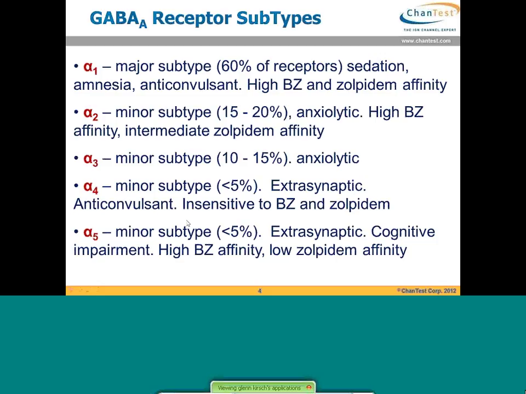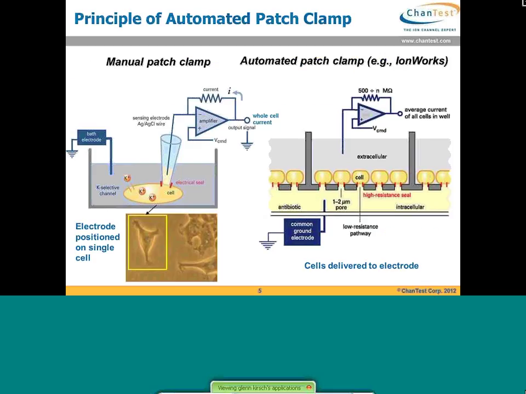And they have differences in their sensitivity to the ligand. So this pharmacology is what we want to recapitulate in our recombinant cell lines and verify using the IonWorks Barracuda, and you've already seen how this one works.